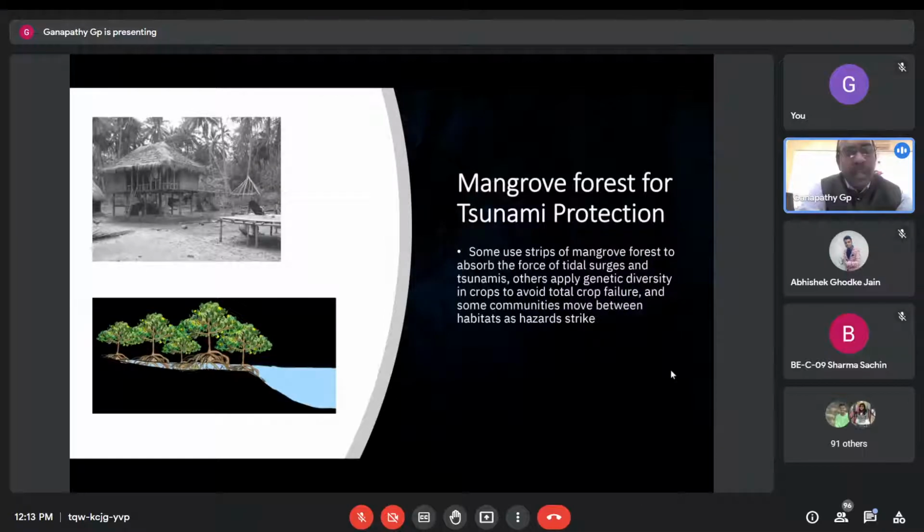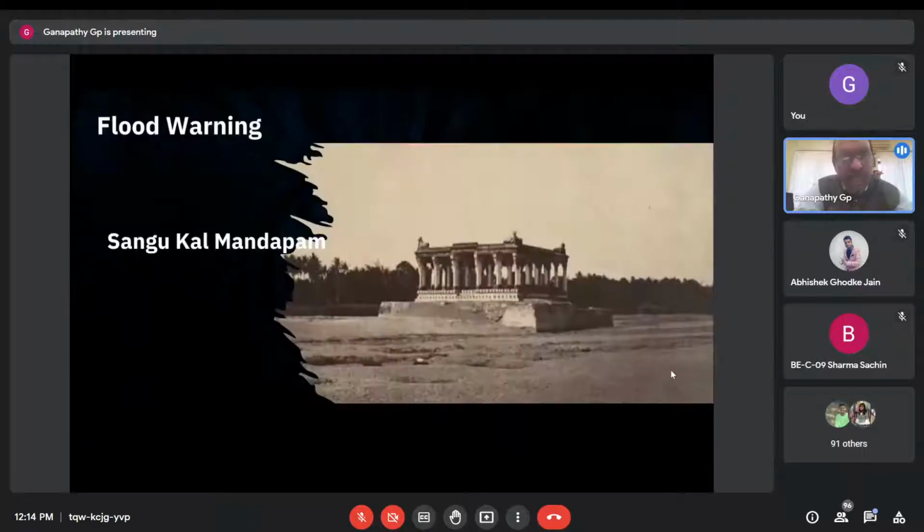And this is another one called mangrove plantation. Mangroves are found in most of the areas where you have marshy land. So when the tsunami water comes, the tsunami wave velocity will be reduced by the mangrove plantation because of the spiny nature of the mangrove in the area.